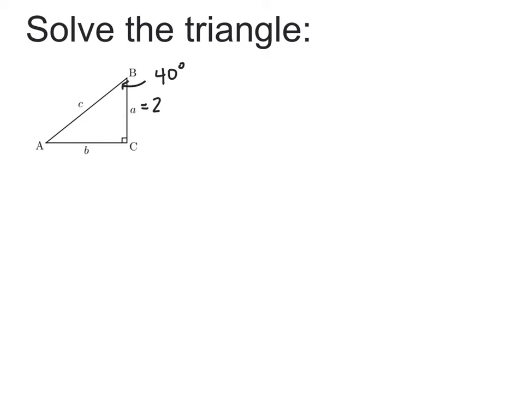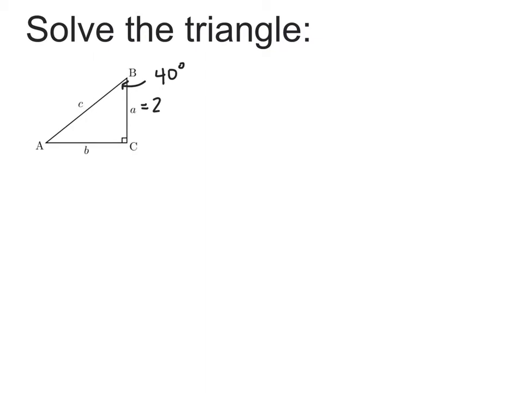So let's take a look at this first example. It's asking us to do something called solve the triangle. So we're going to be given a certain amount of information, maybe an angle, maybe a side, maybe a combination of the two, and we have to solve for the other side lengths and angle measures within the triangle. So right now I'm given angle B is 40 degrees. I know C is 90, which will help me find A, and I only know one side, and that's a equals 2. So I'm going to use this information to find angle A and sides b and c.